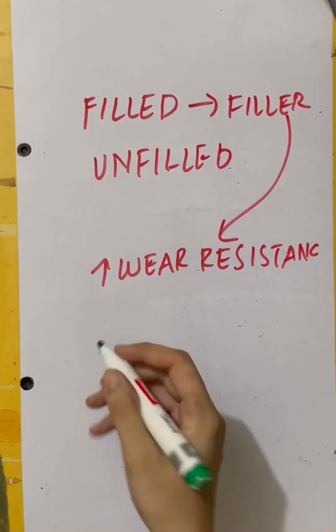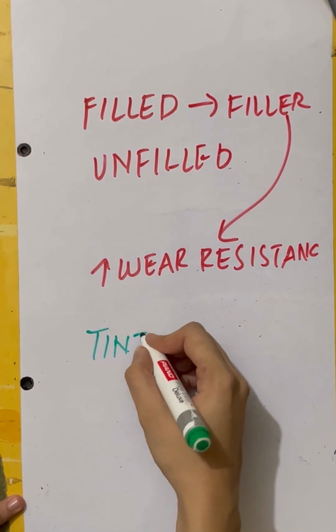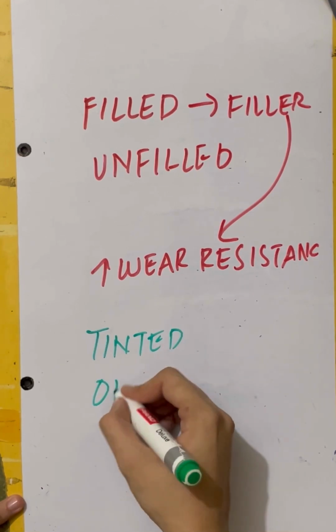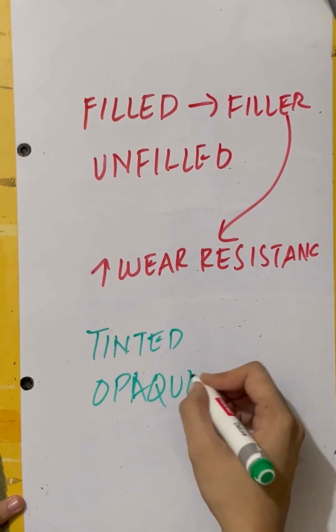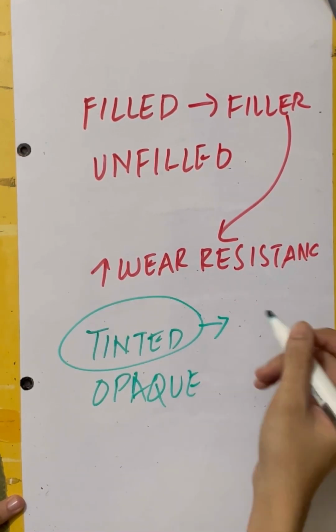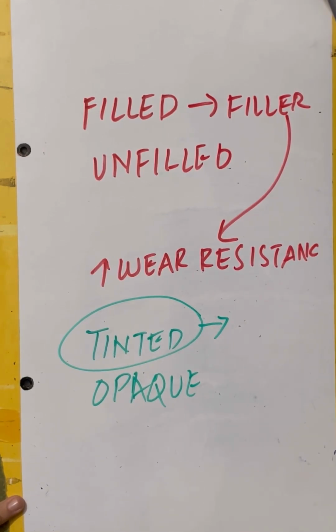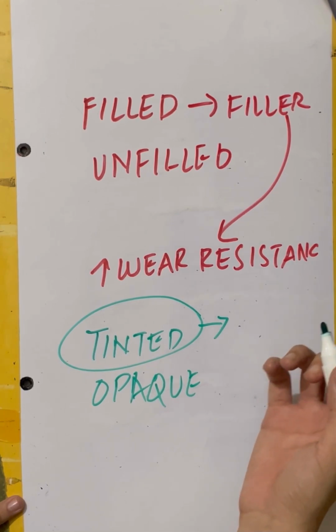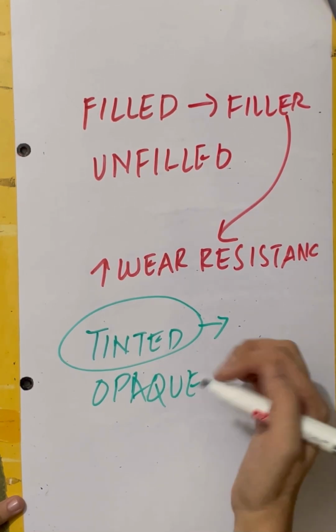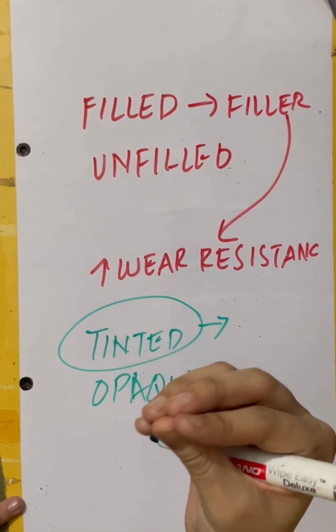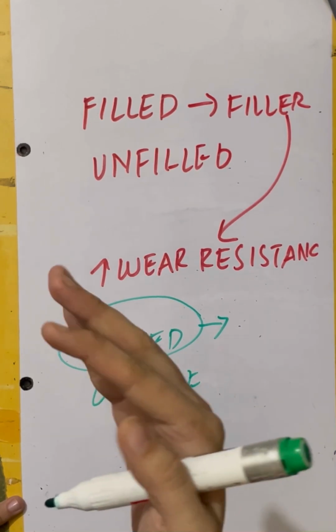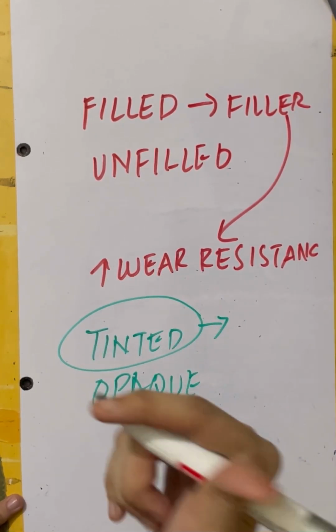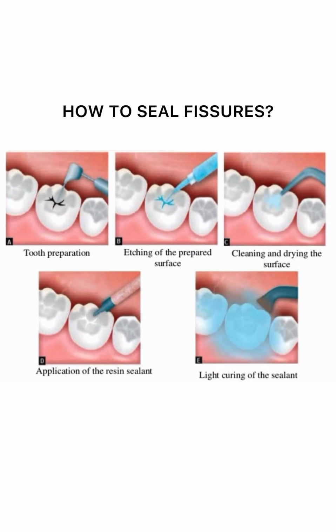The sealants can also be tinted or opaque. What are the advantages of being tinted? If we add any kind of color in the sealant, this will differentiate it from the normal tooth. So when we are removing the sealant, we will be able to differentiate between the tooth and the sealant.